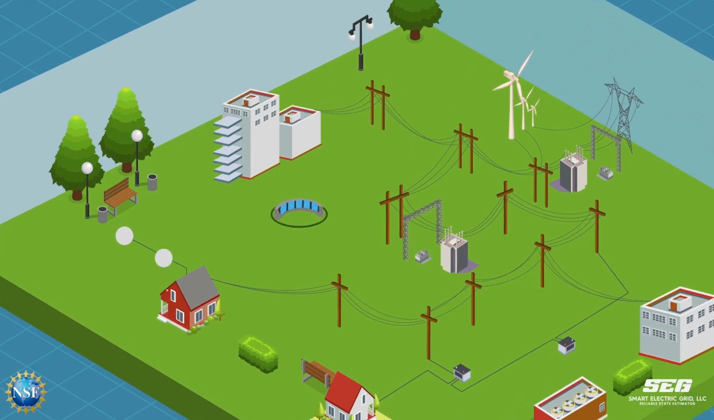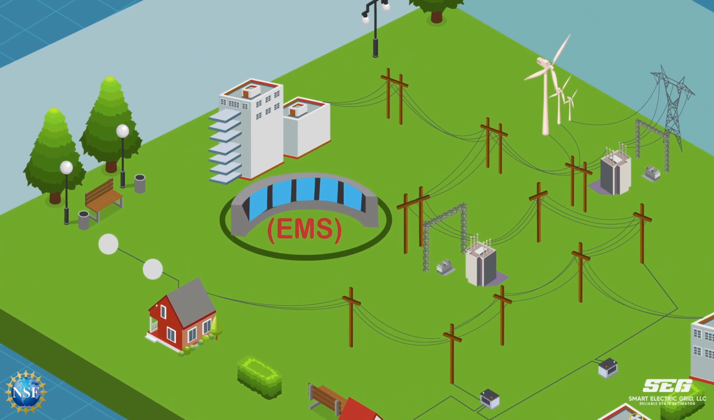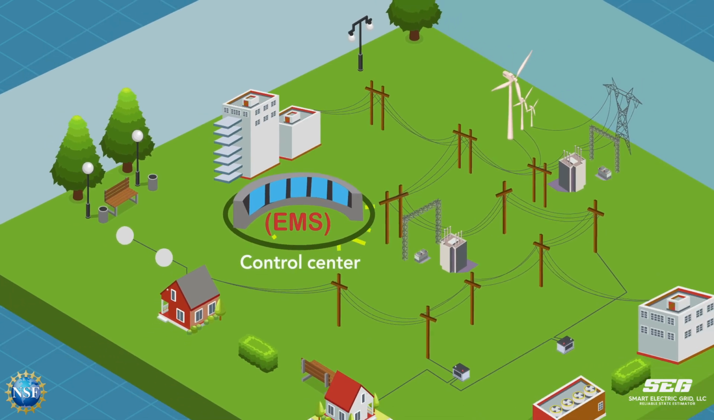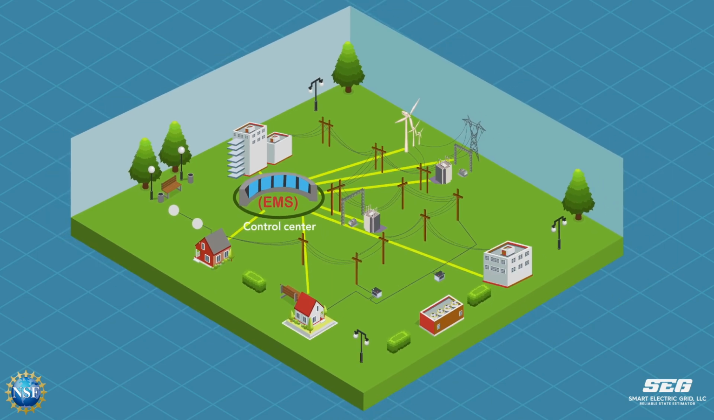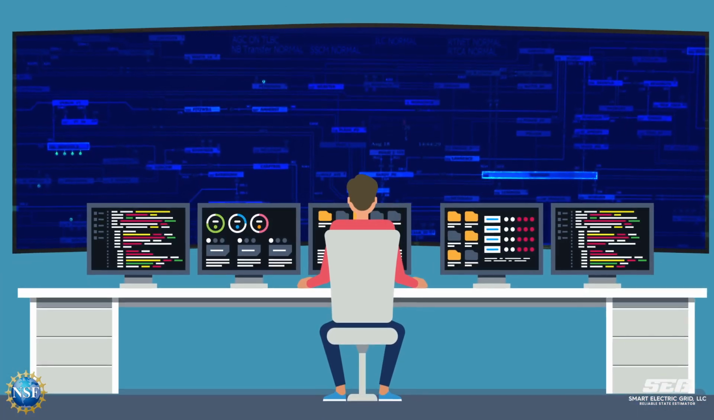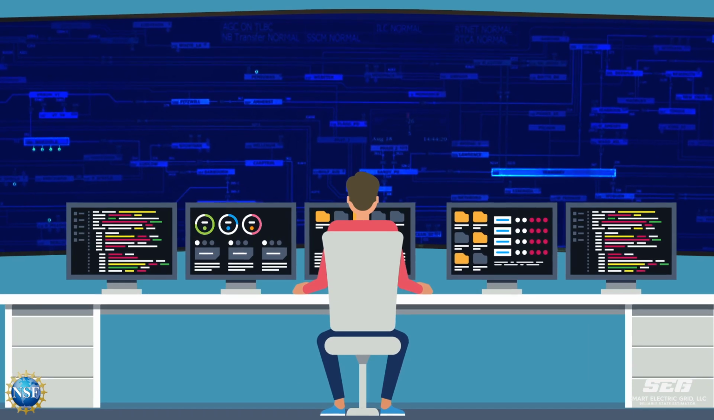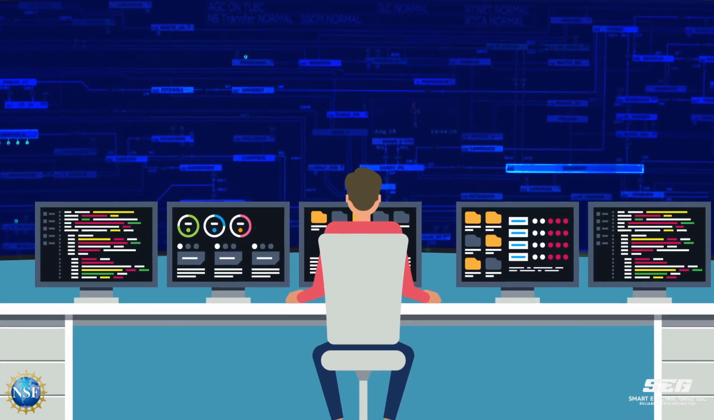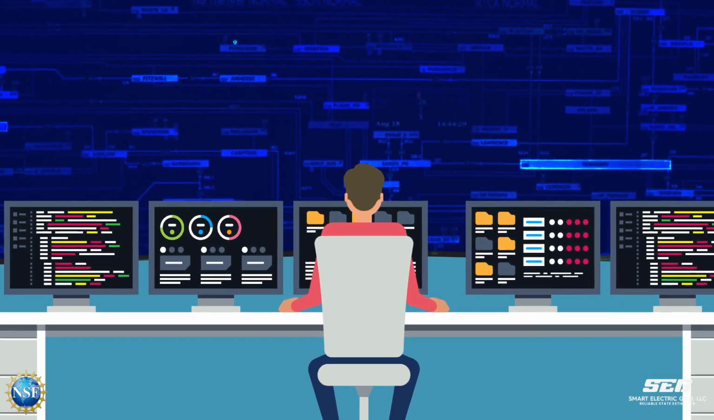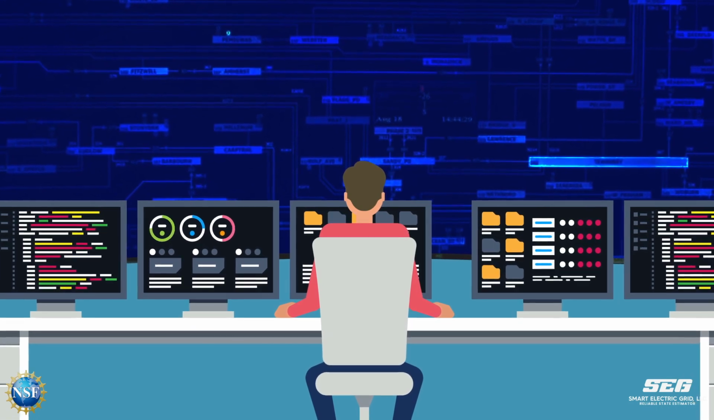To enhance control and management of power system operations, an energy management system, EMS, is employed at the control center of the power system. EMS is a computer-aided system that enables operators of electric utility grids to monitor, control, and optimize the performance of the generation or transmission system.